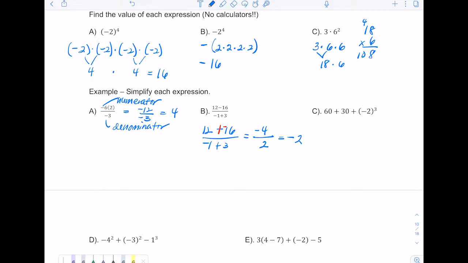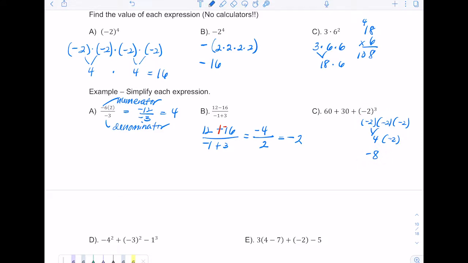In letter C, I need to take care of the exponents first. So -2 cubed, remember, just means -2 times -2 times -2. And -2 times -2 is 4. And 4 times -2 is -8. So -2 cubed is -8.